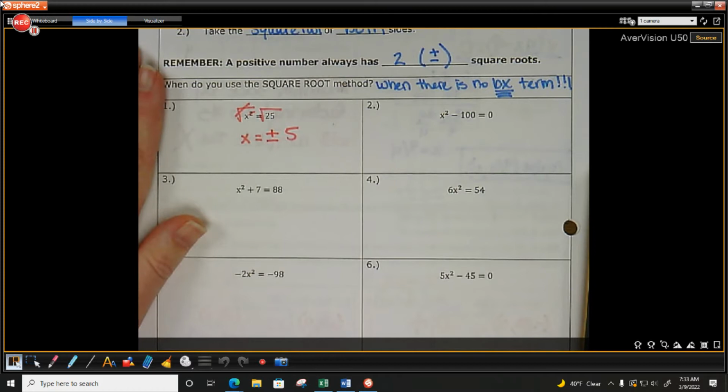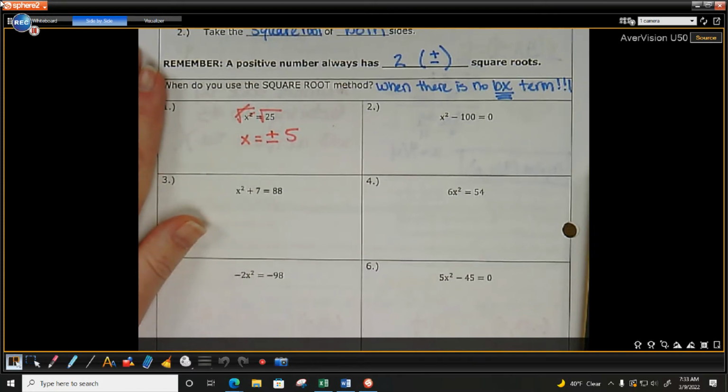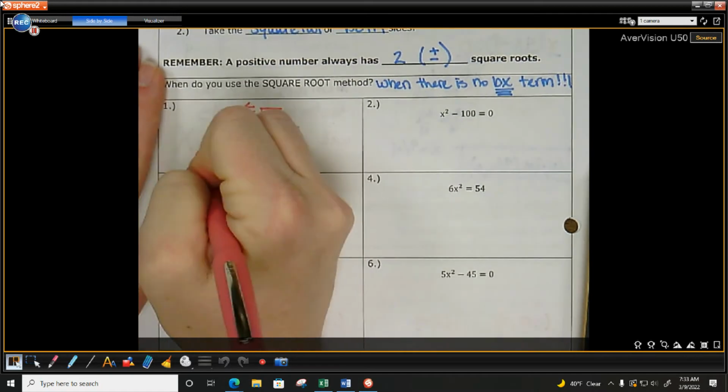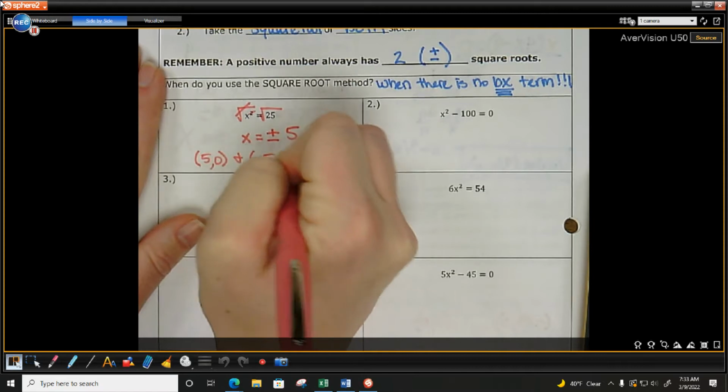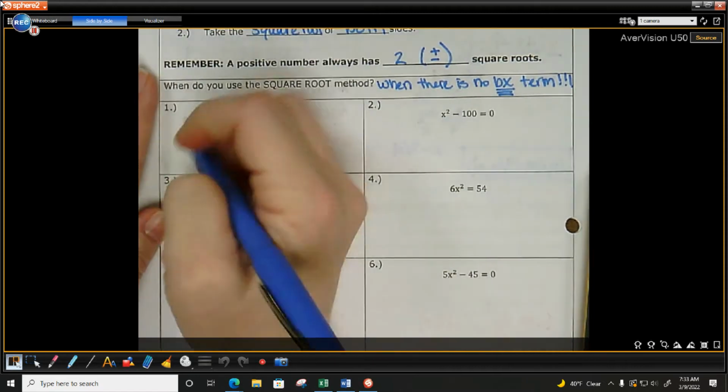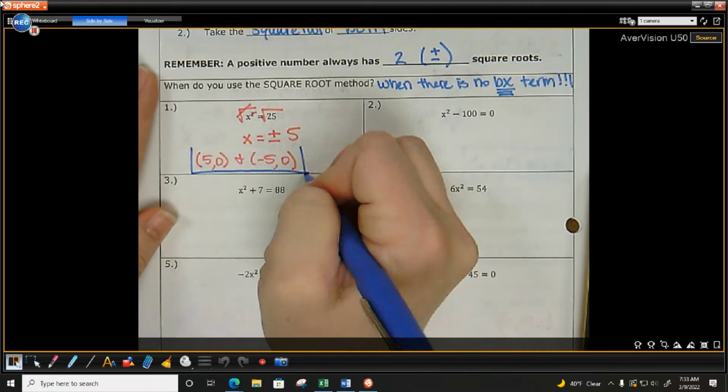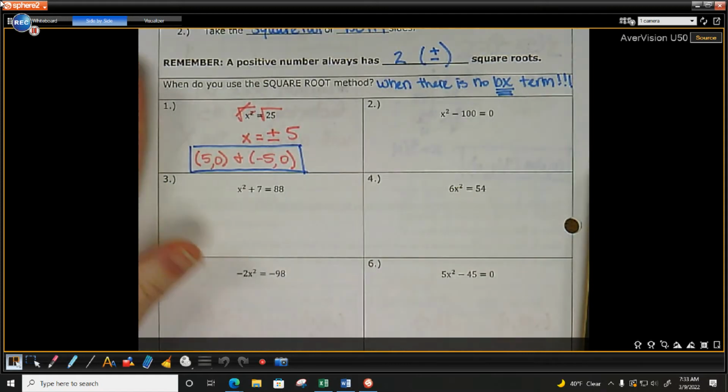Because again, 5 squared is 25, negative 5 squared is also 25. So there's two solutions here. So I could write this as 5, 0 and negative 5, 0. And there we go.